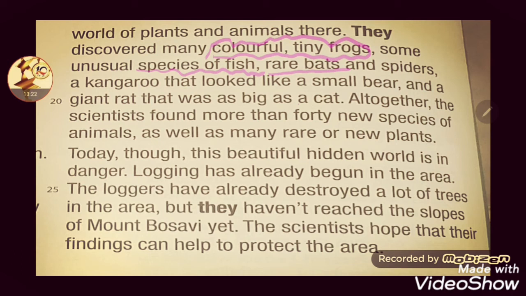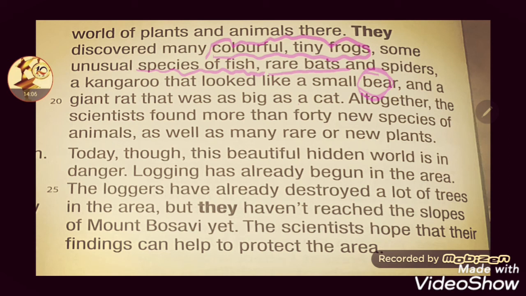And spiders والعناكب كمان. A kangaroo that looked like a small bear and a giant rat that was as big as a cat. So in rainforest, if you have seen a kangaroo, you will find that this kangaroo looked like a small bear. يعني الكانجرو ببين مثل إيش؟ مثل الدب الصغير. and a giant rat اللي هو إيش؟ الجرذ العملاق. وفي فرق ما بين ماوس ورات. ماوس اللي هو الفار، ورات اللي هو الجرذ. Okay.